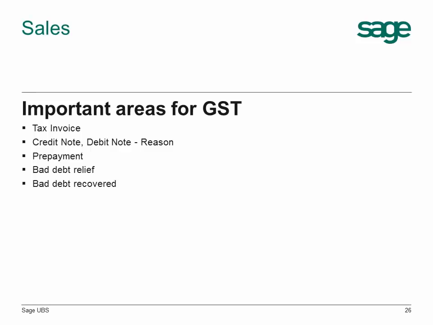Here, we shall see the important GST related areas in sales. There are the tax invoice, credit note, and debit note with or without reason description. Prepayment is an important aspect too. We will learn about bad debt relief and also the bad debt recovered.